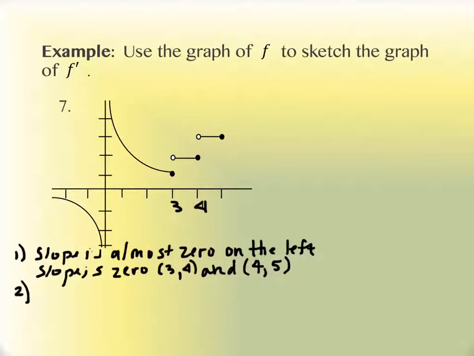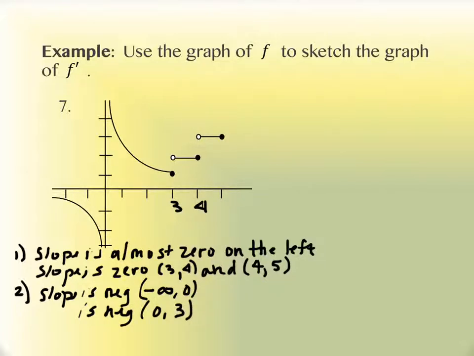So we'll notice that from negative infinity, the slope is negative from negative infinity to 0. It's also actually negative from 0 to 3, right? It's still decreasing, the graph itself, so the slope is still negative. And then we already have the pieces from 3 to 4 and 4 to 5, so that's interesting. We don't actually have any positive slopes on this one.